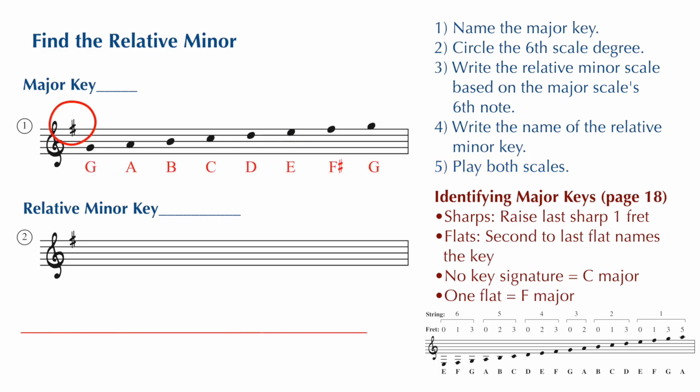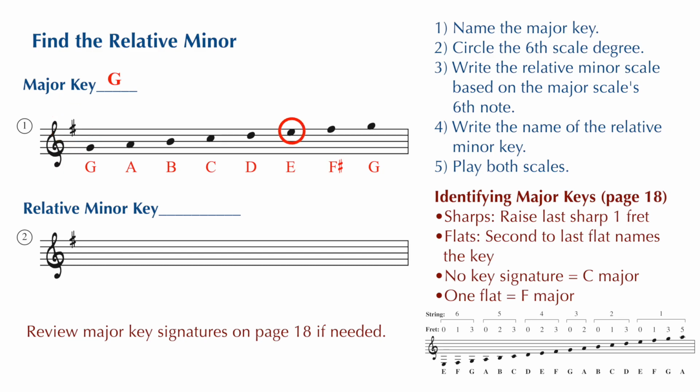In this first set, we have one sharp in the key signature. That one sharp is an F sharp. Raise it a half step or one fret. Find yourself on a G. We are in the key of G major. Then circle that sixth scale degree. That'll be E. And in that staff below the G major scale, write out the relative minor scale. That's going to be from E to E.